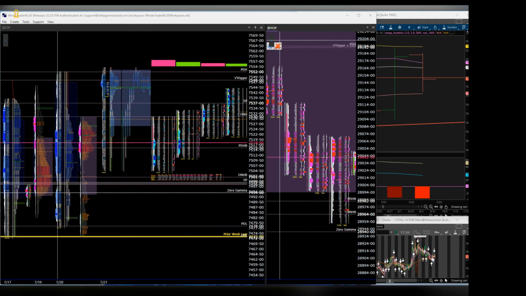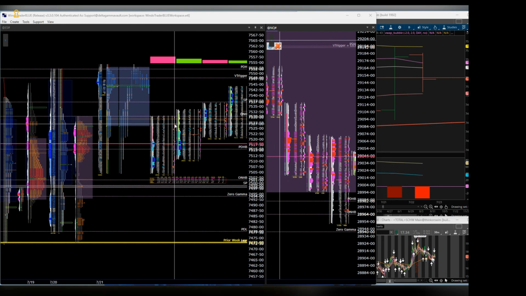notice the shape of the profile. It is P-shaped. The structure of the profile is informational. In other words, when we say P-shaped and informational, you're getting short covering, but you're not getting new money buying. That is very relevant.